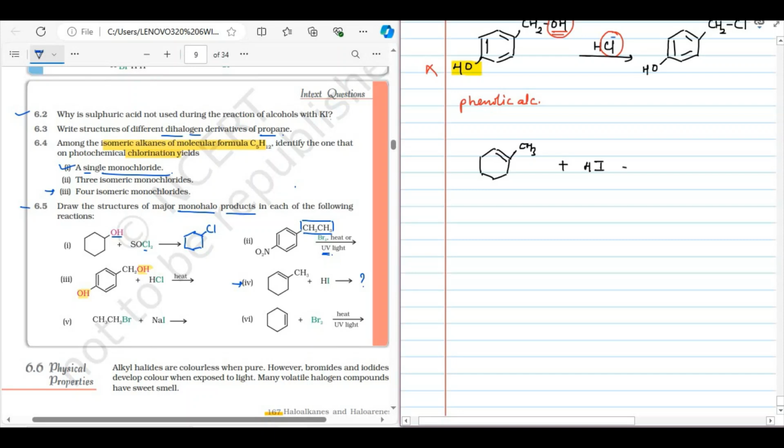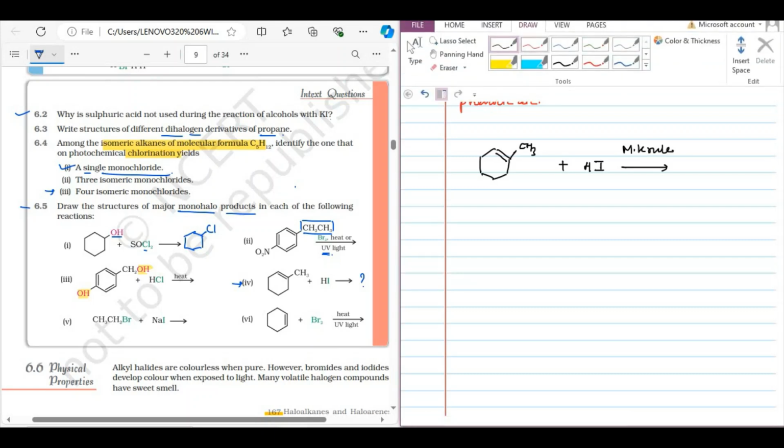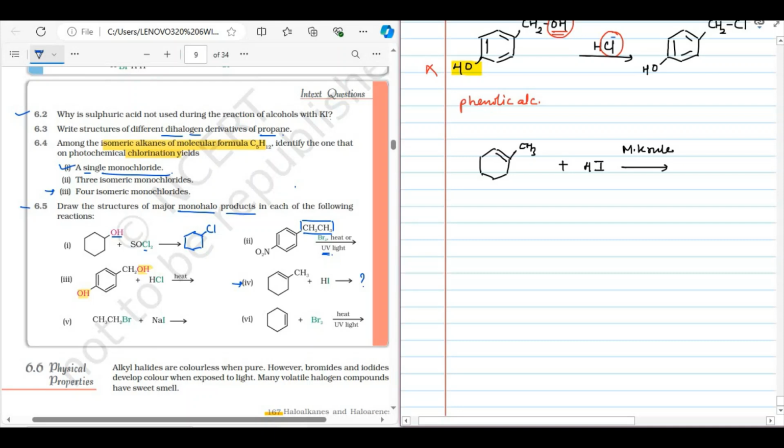you have to follow the Markovnikov rule. According to the Markovnikov rule, identify the negative part of the reagent. So here H is positive and I is negative. So this negative part of the reagent goes to the sp2 hybridized carbon which is bonded to the lesser number of hydrogens. So here this carbon is bonded to only one hydrogen, while here there are two hydrogens. So this I will get attached to this carbon.